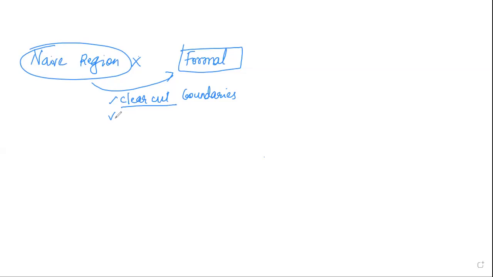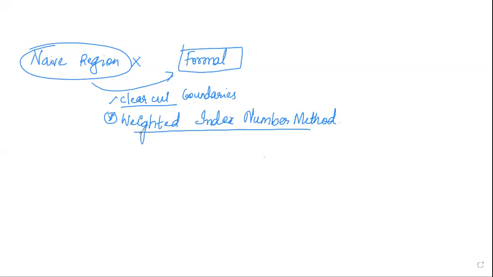And to delimit, to mark the boundaries of this formal region, I have two important techniques. The first technique, make sure that you're taking some running notes also, number one: weighted index number method. What is weighting? What is this weighing concept?